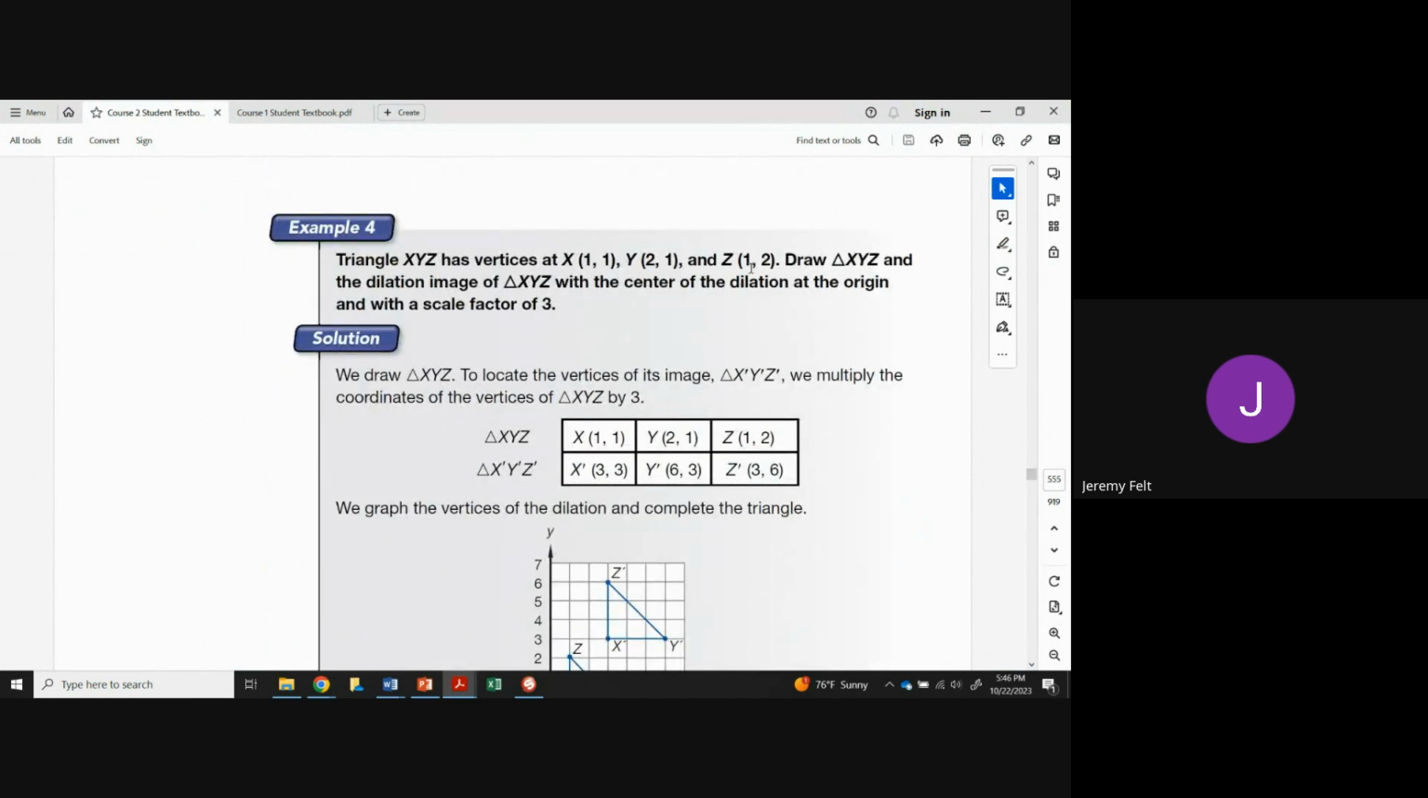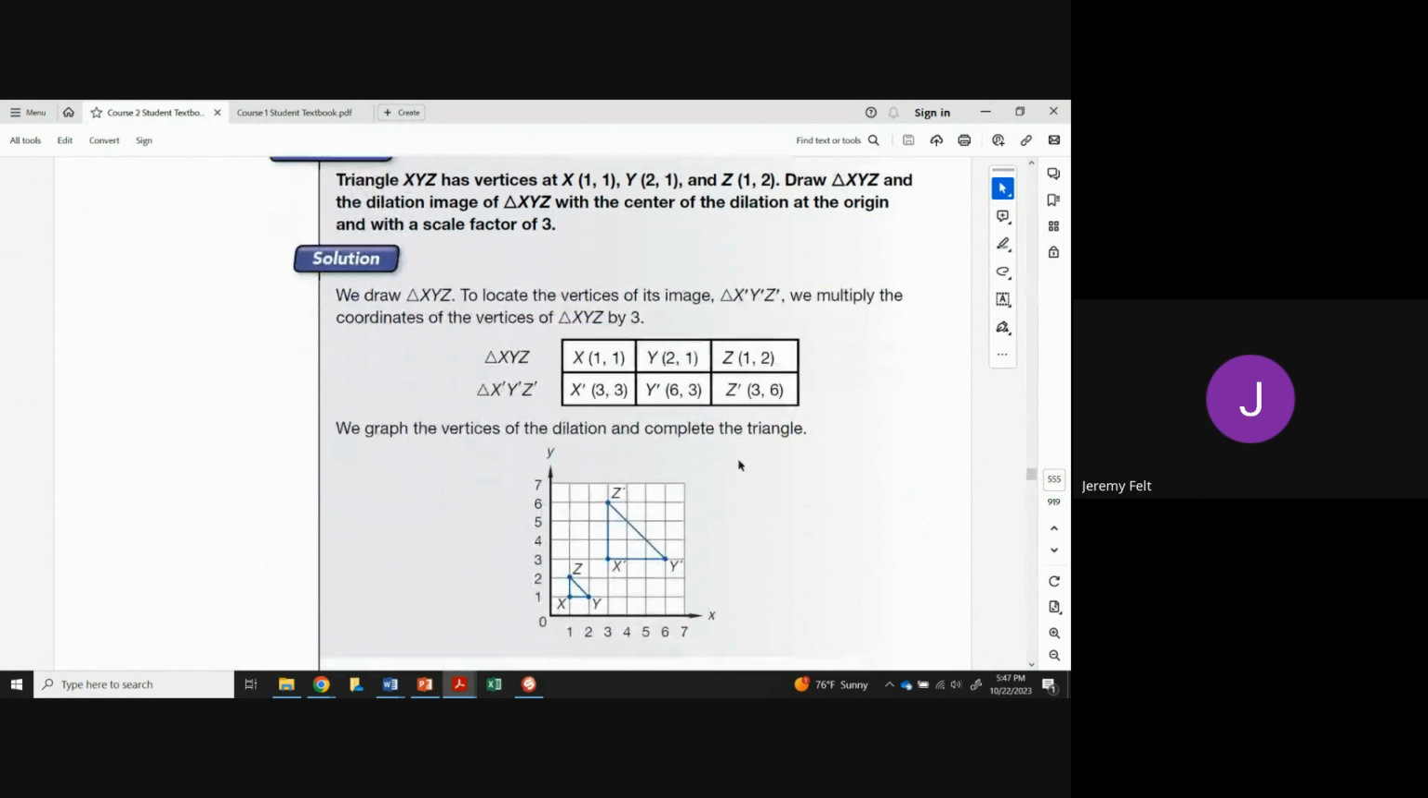In this, we're given these 3 points, and we're told to dilate about the origin with a scale factor of 3. So 1, 1 becomes 1 times 3 is 3, 1 times 3 is 3, so 3, 3. 2, 1 becomes 6, 3. 1, 2 becomes 3, 6. So all we do, here's our original, it's going about the origin, so we just multiply all of our coordinates by 3. So X prime becomes 3, 3, Y prime becomes 6, 3, and then Z prime becomes 3, 6.